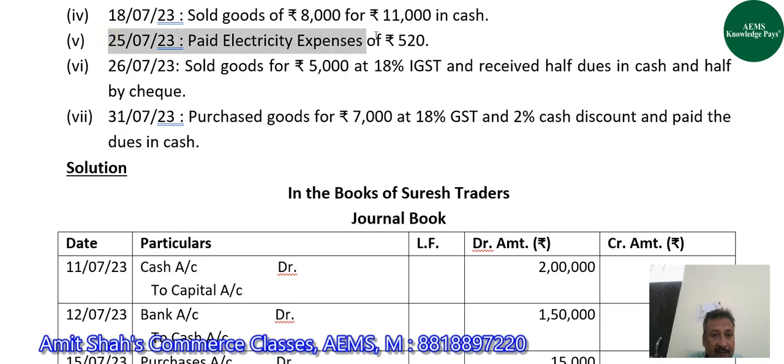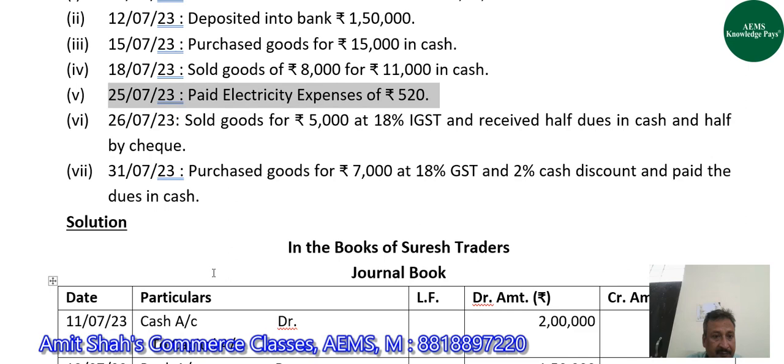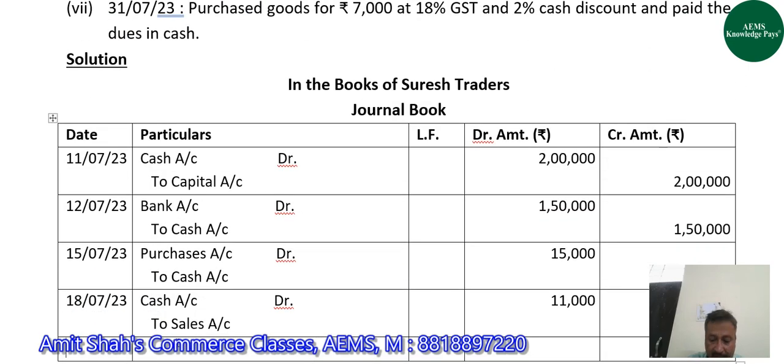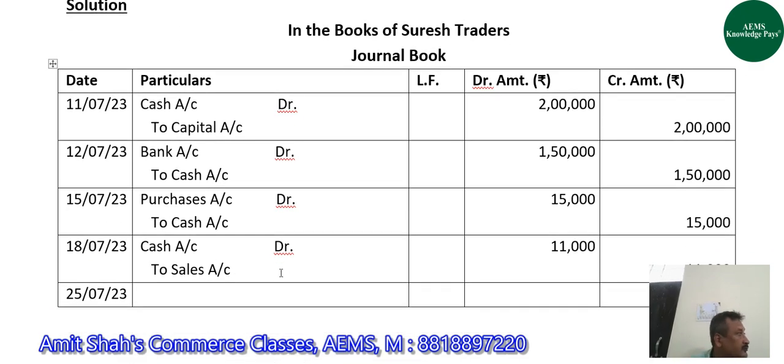On 25th July, paid electricity expenses of rupees 520. What will we do for this? Electricity expense account debit to cash account, right?